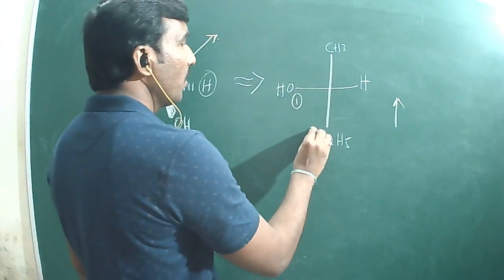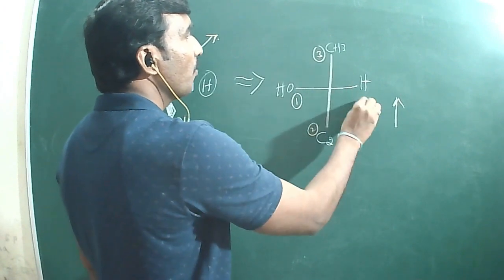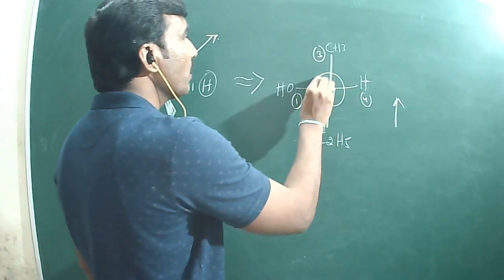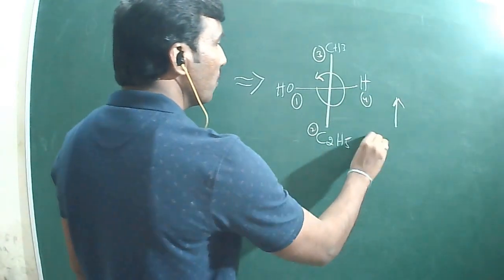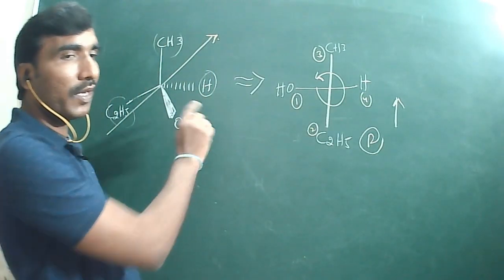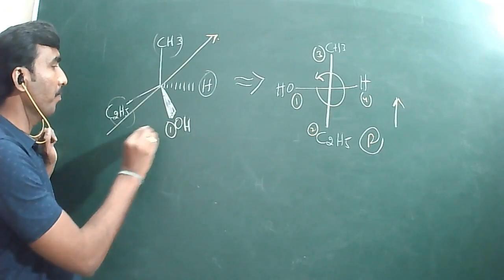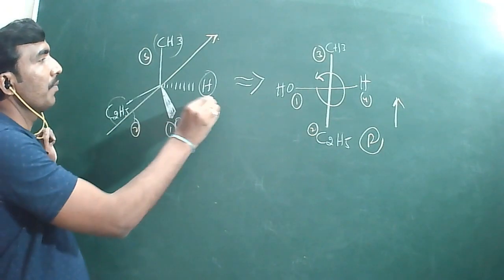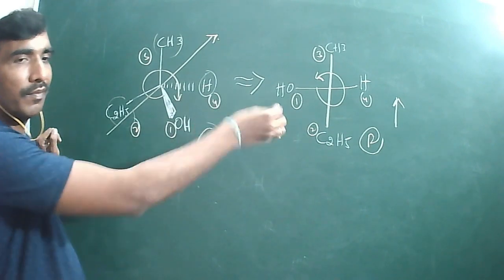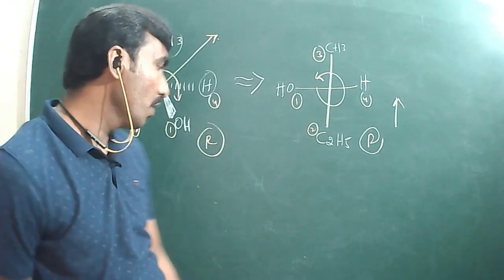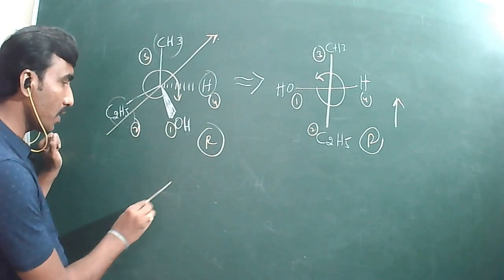1, 2, 3, 4. 1, 2, 3. Anti-clockwise, but the least priority group is on the horizontal line. So what configuration do I give for this? 1, 2, 3, 4. Ignore the 4. R or not? Same as I got. Same as I got. And tell me the two chiral centers.